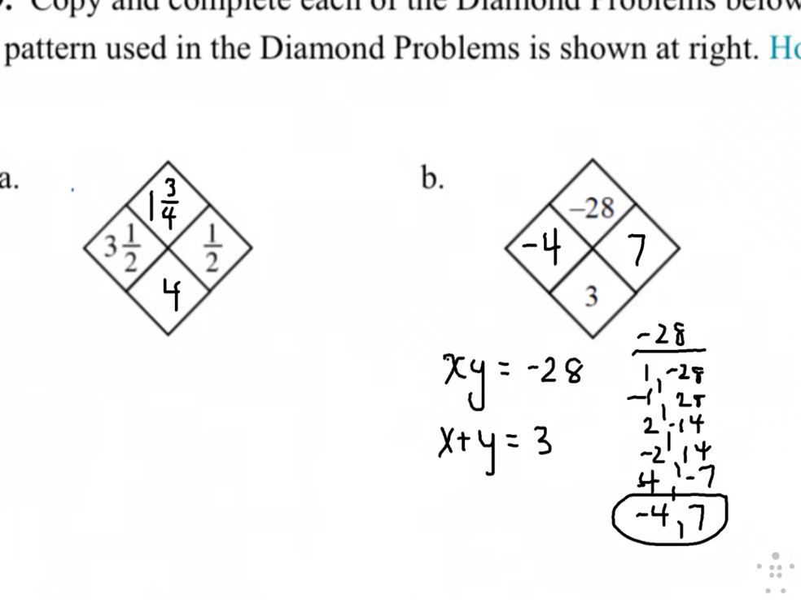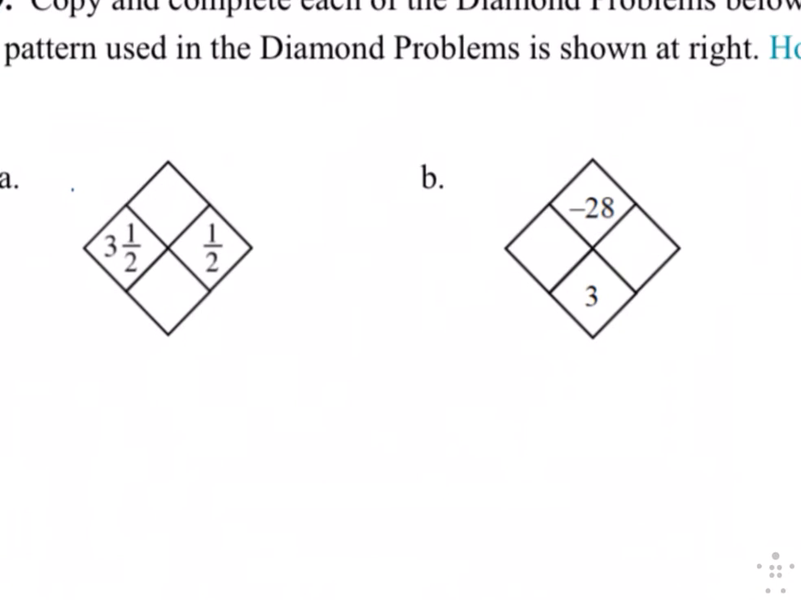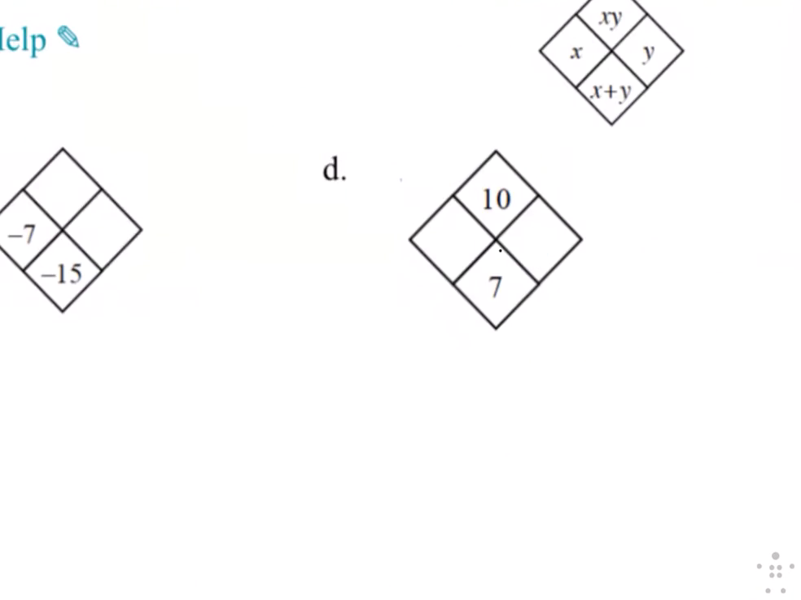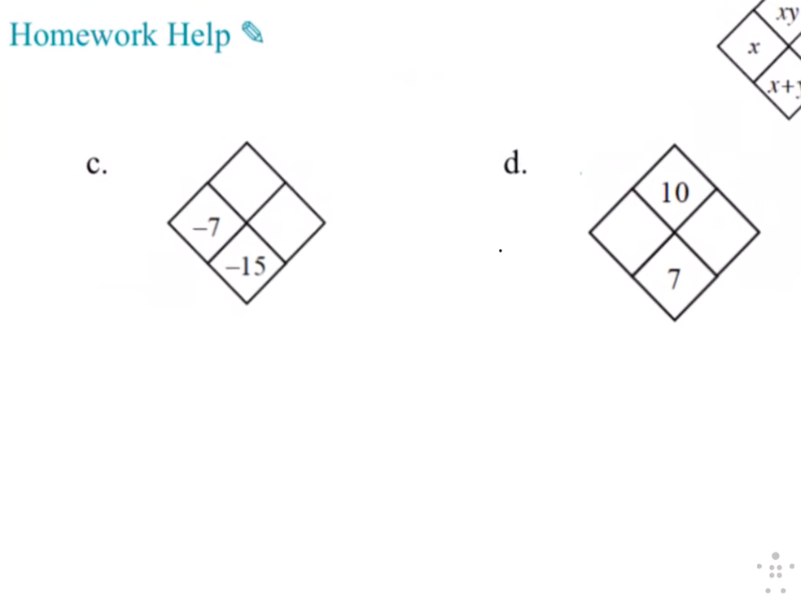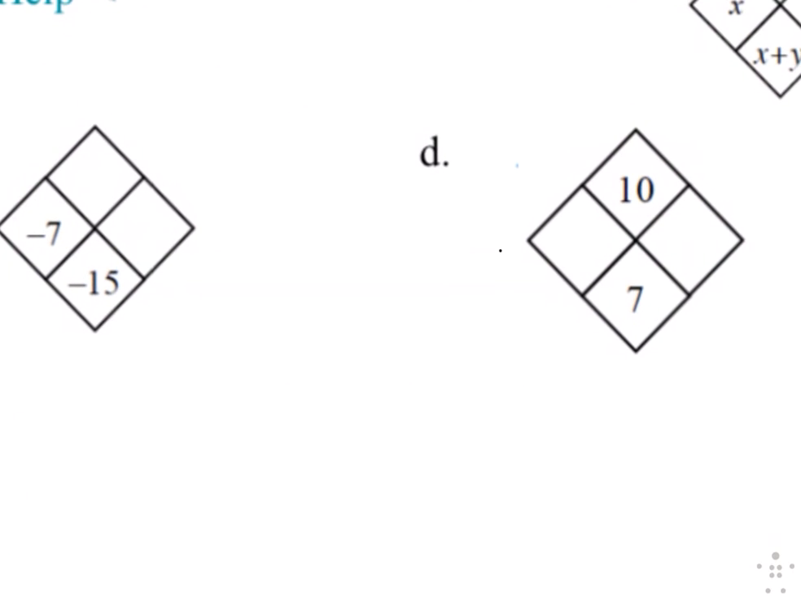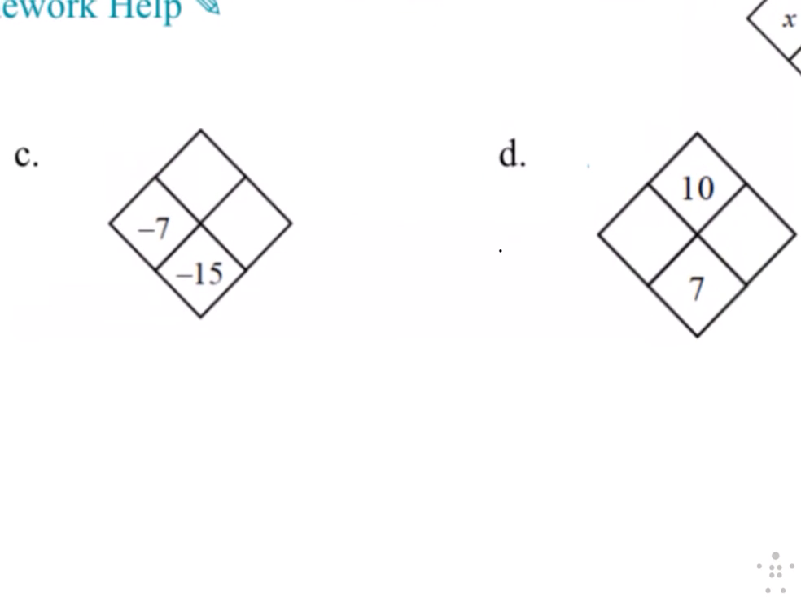Okay, now C and D, let me make space. I'm going to move over for these, C and D, right? Okay, here we go. So the first one, negative 7 plus some value, right?